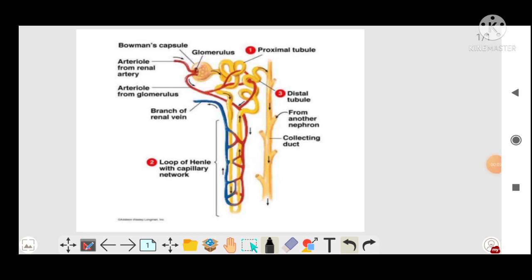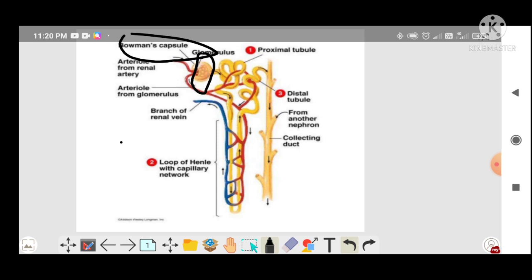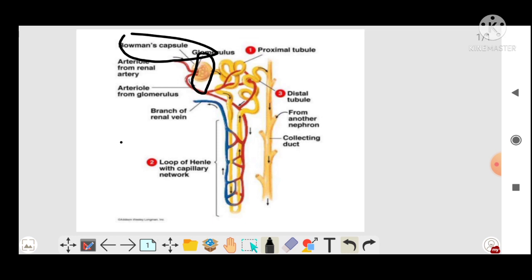Now this is a nephron diagram, which is the functional unit of the kidney. Each kidney contains 10 lakh nephrons. Now the nephron contains a cup-like structure. This is called Bowman's capsule, and within the Bowman's capsule a capillary bundle is there. This capillary bundle is called the glomerulus.